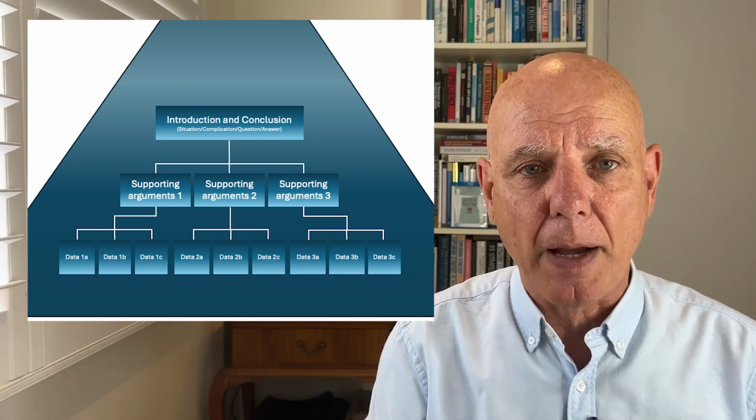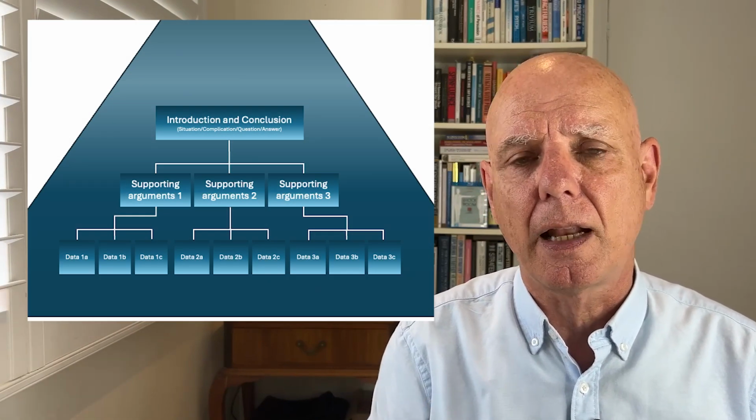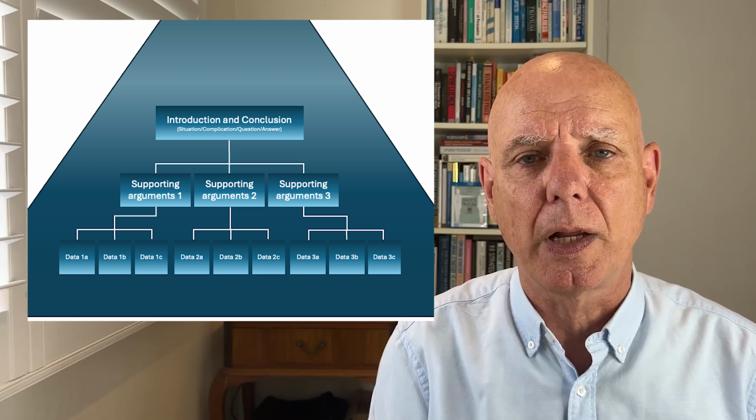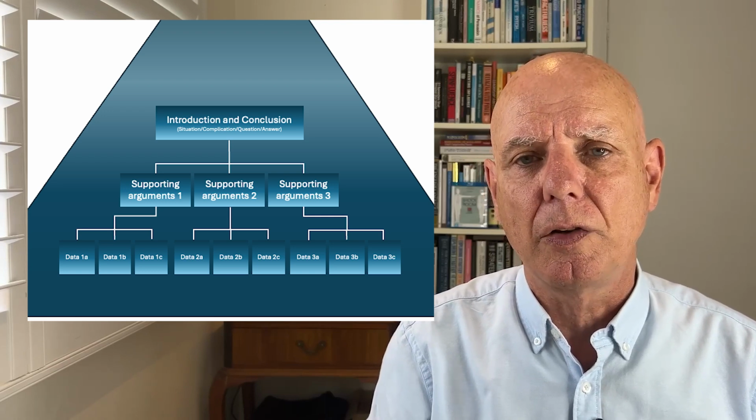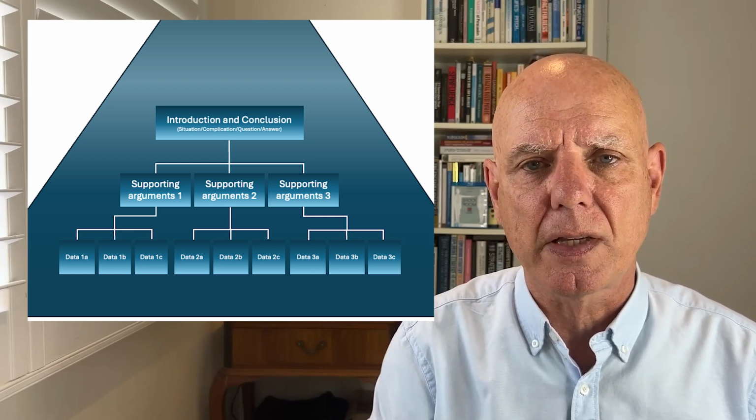Underpinning this, then, is your supporting evidence. So at the base of the pyramid, you provide the detailed evidence that backs up each supporting argument. This is where you include data, case studies, or specific examples. So if one of your supporting arguments is that automation reduces errors, you might want to cite a case study showing how another company saw a 20% reduction in errors after implementing a similar solution.